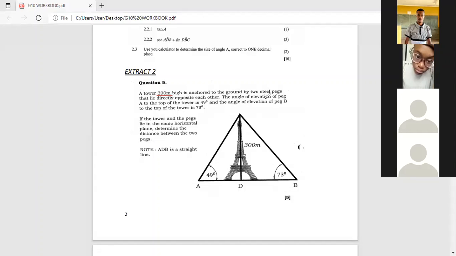The angle of elevation of a peg at the top of the tower is 49 degrees. The angle of elevation for peg B is 73. So they actually show the angles also.